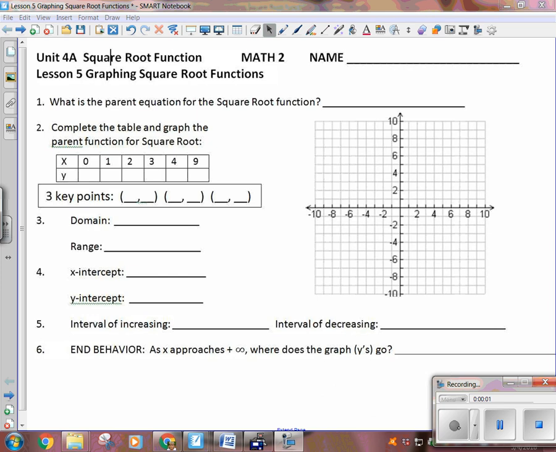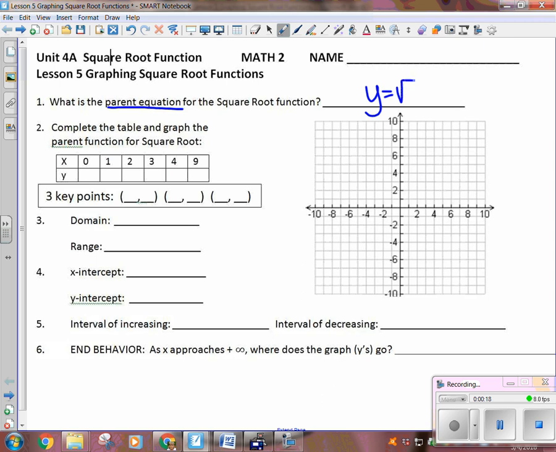Lesson 5. This is actually going to be a lesson on graphing the square root function, which hopefully in a lot of ways is a big review. We're just going to go into some detail, but it's basically the same. What is the parent function? The parent equation or parent function is basically the simplest square root graph we have.